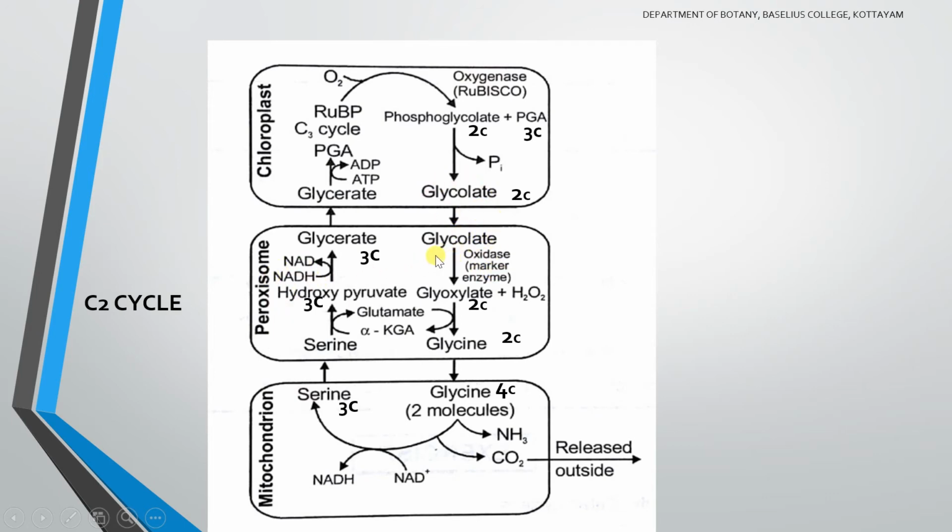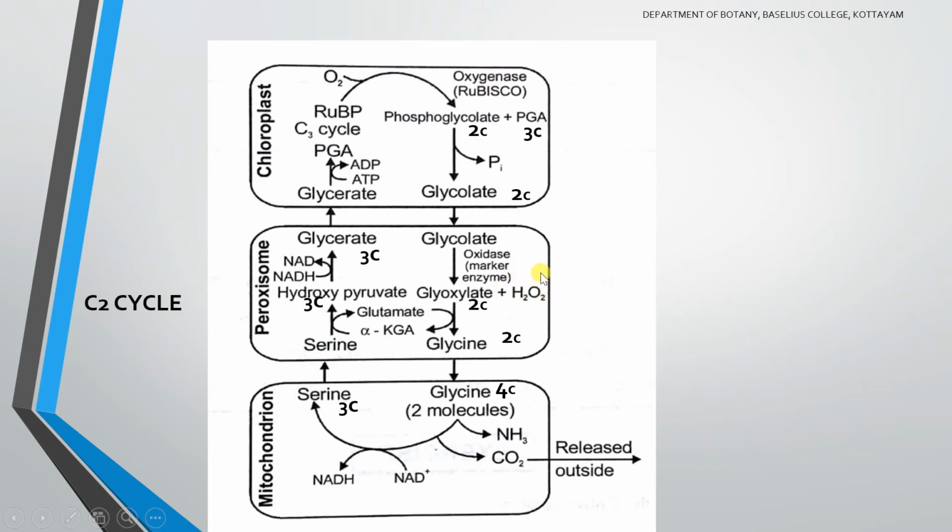So glycolate now migrates into the peroxisome. In the peroxisome, glycolate undergoes an oxidation process. As a result of oxidation, glyoxylate is forming. No difference in the carbon content, so again 2 carbon. Along with this glyoxylate, H2O2 is also forming here. As a result of this oxidation, H2O2 is also released.